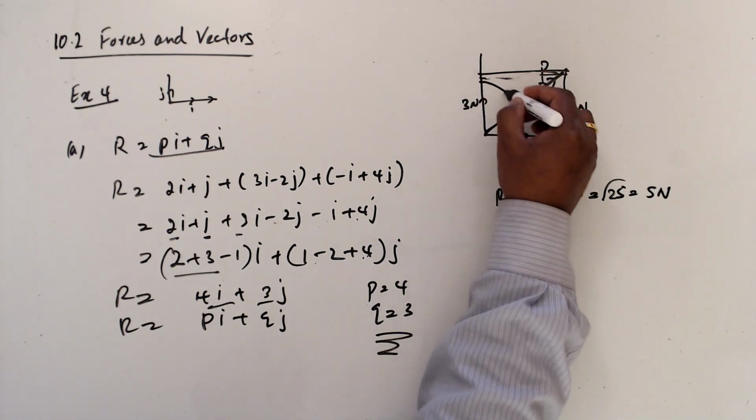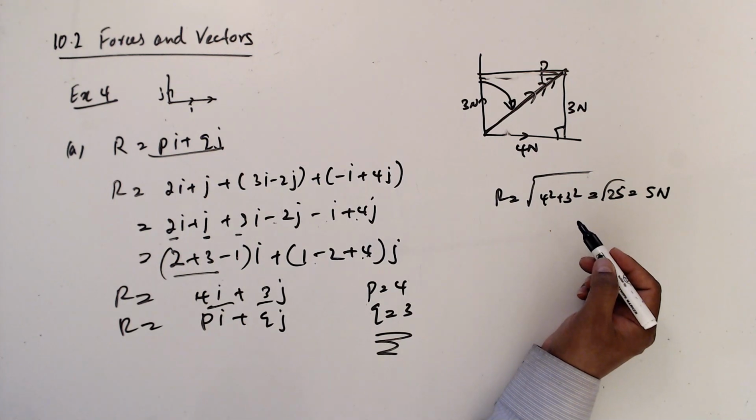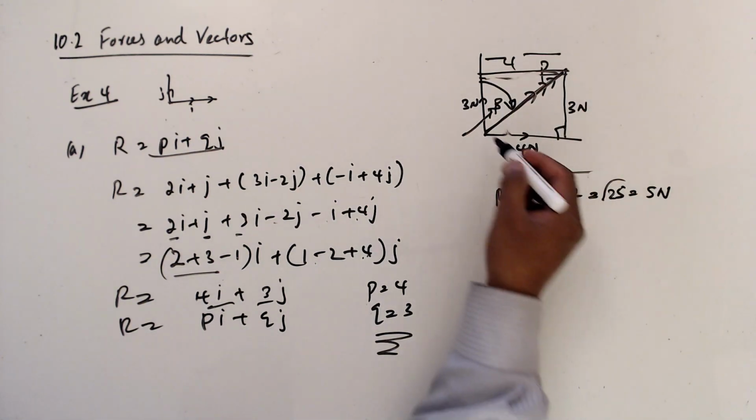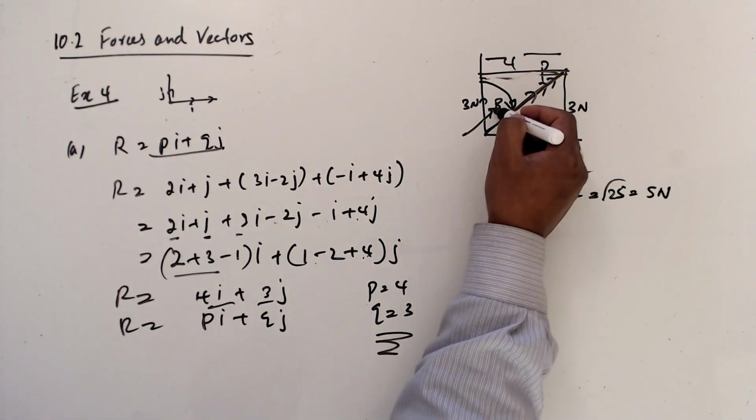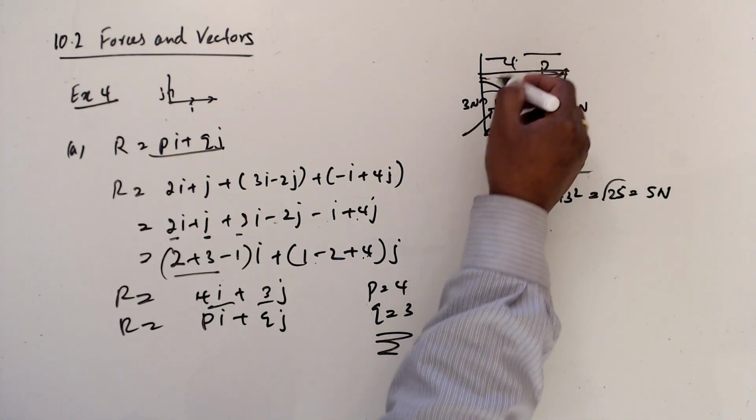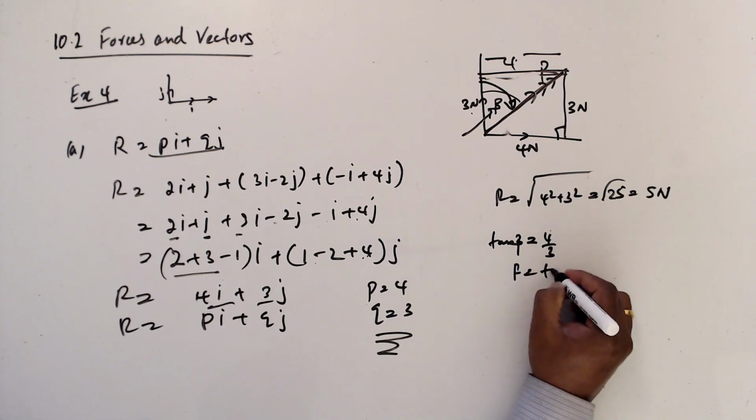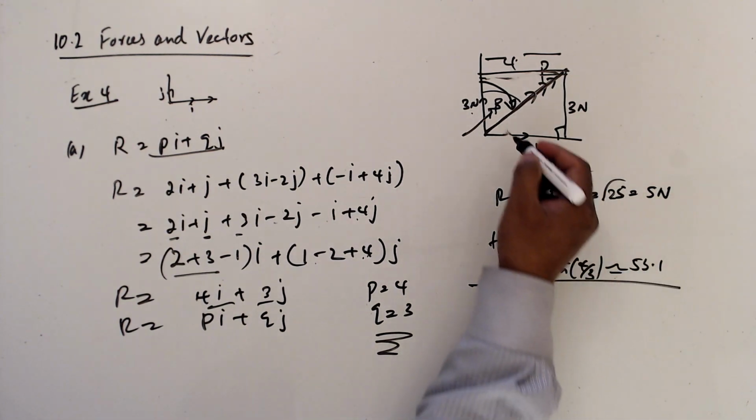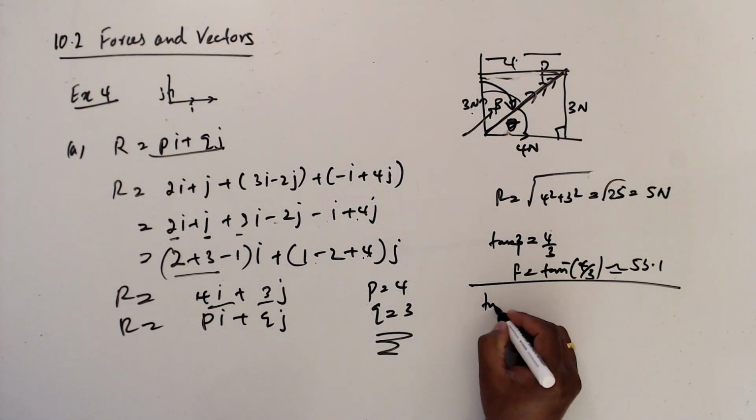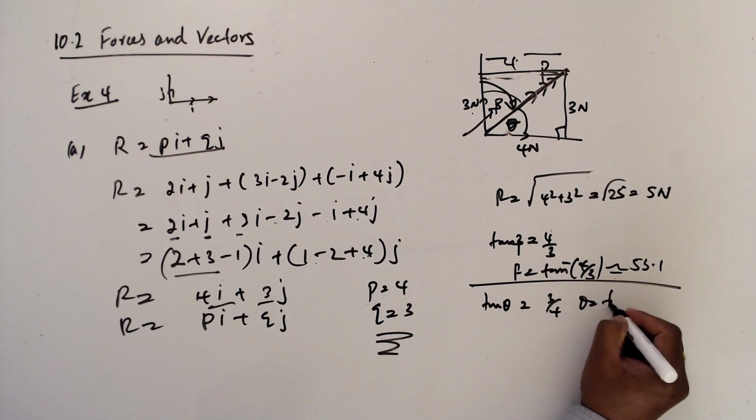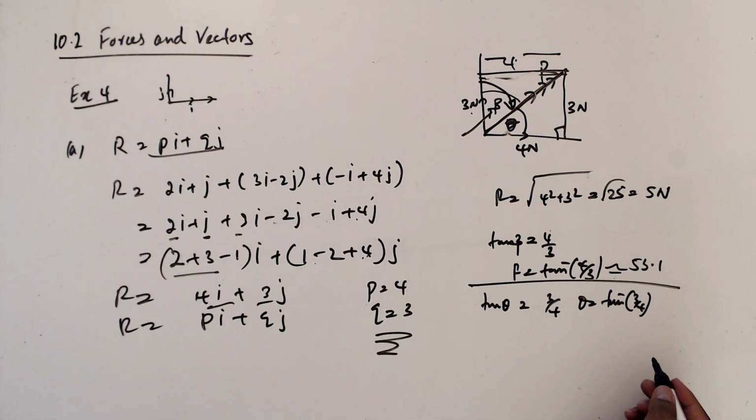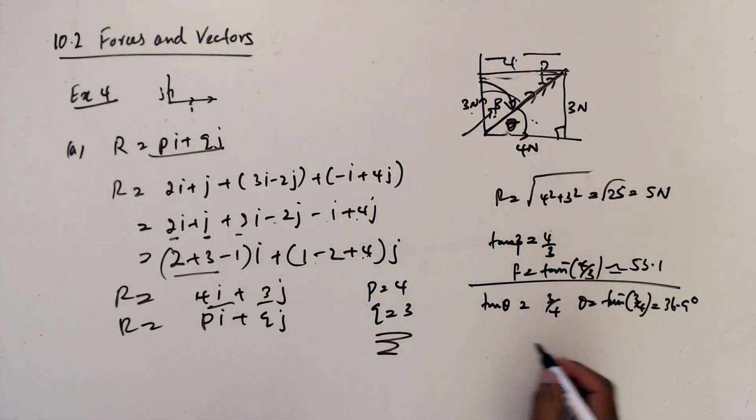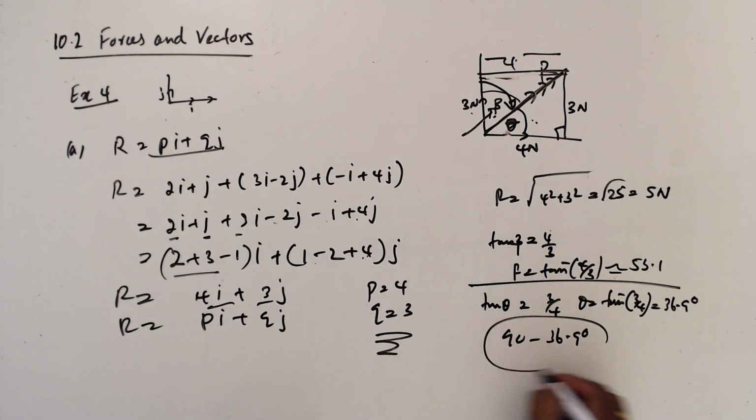Now the bearing is measured from here. I need this angle. Let's say this is beta, then this is 4. So tan beta equals opposite divided by adjacent, 4 over 3. So beta equals tan inverse of 4 divided by 3, which gives approximately 53.1. But in case you find this one as theta, tan theta equals 3 over 4, then theta equals tan inverse 3 over 4, which gives 36.9. Then you need to find 90 minus 36.9, and you will get this answer.